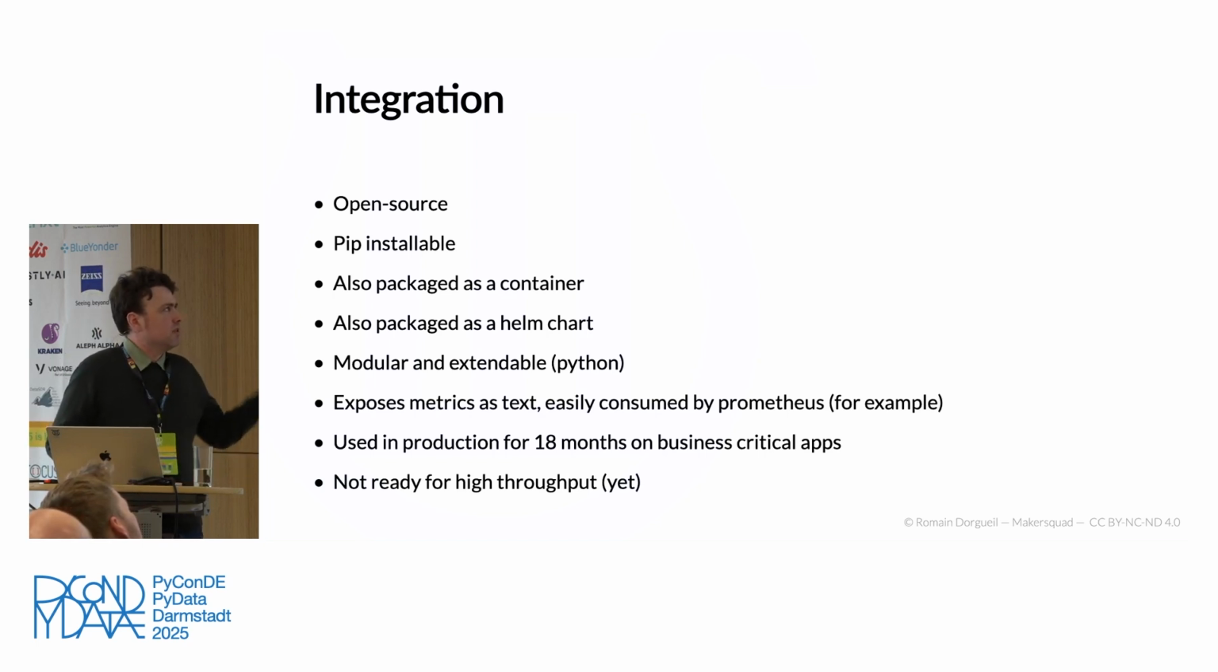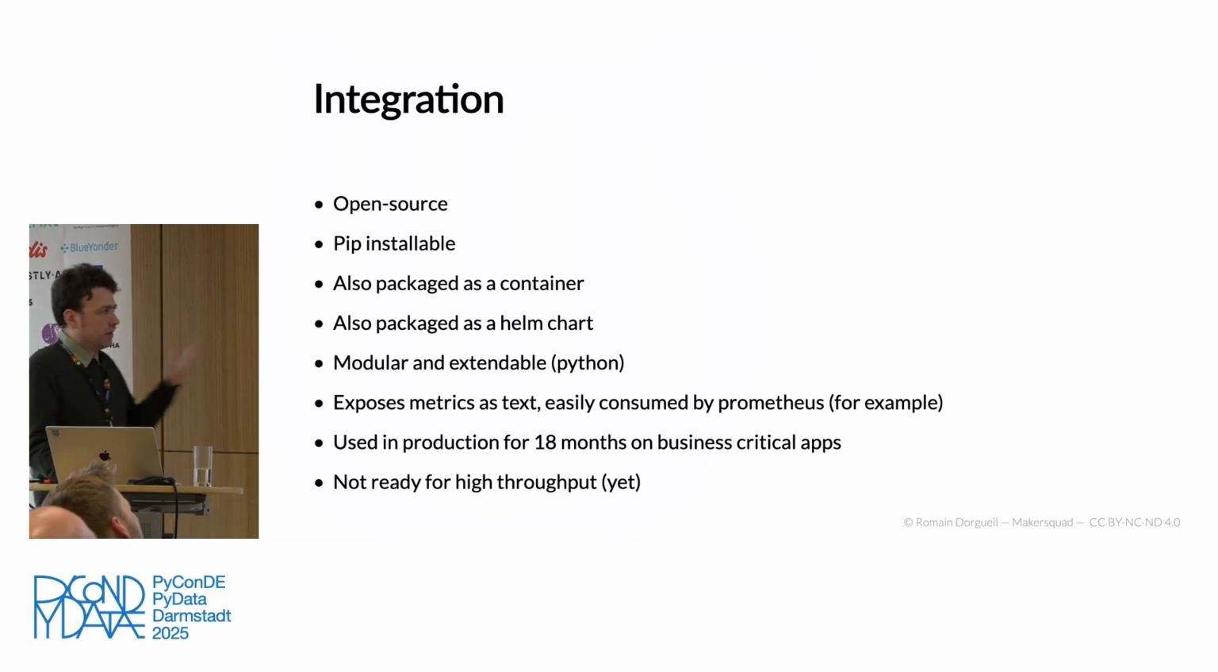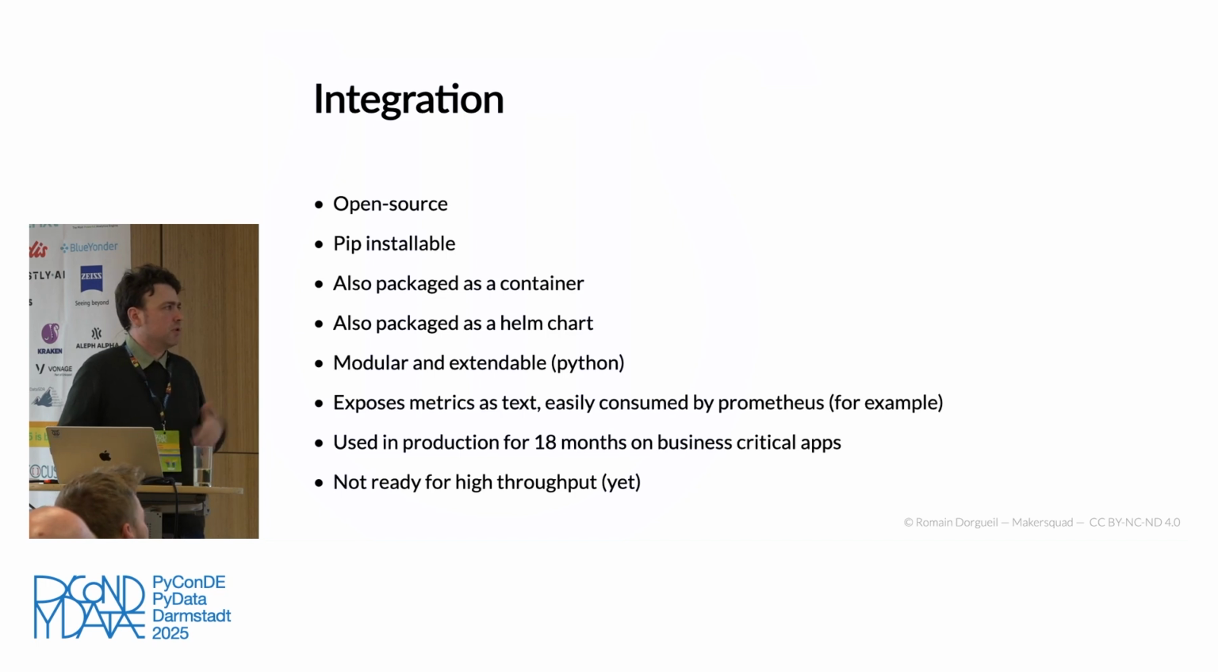But it's open source, it's pip installable, it's also packaged as a Docker container, and as a Helm chart for people using Kubernetes. It's extendable using Python. It exposes metrics for regular monitoring systems like Prometheus, for example. And we've used it for 18 months for the oldest client and quite a bit shorter for other clients. And it helps us.